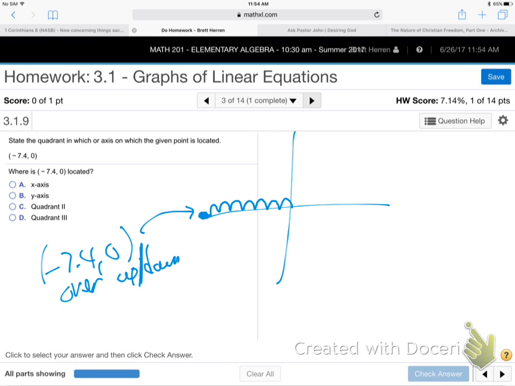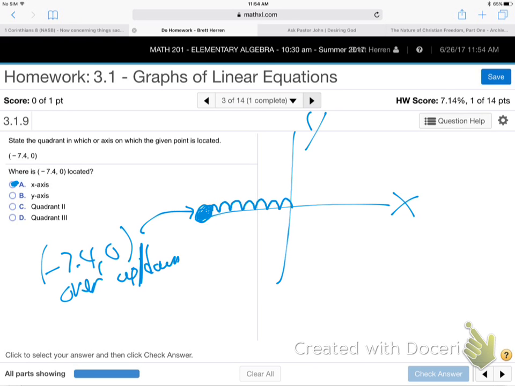It doesn't matter. We're not being super exact here. It's just back 7 and a little bit more, 7.4, and then up 0. So it stayed on the grid line. It's right there on the grid line. So this is the x-axis and the y-axis, so it's on the x-axis. It's not inside any of the quadrants, it's on the x-axis. Make sense?